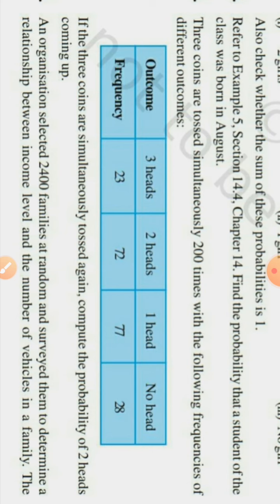Okay, how many heads? 2 heads. How many times does it occur? 72 times. So we have to take 72. So 72 upon 200 will be the answer. You will cancel and get the answer in the simplest fraction. That is not difficult. So only one question is asked. You know how to write that, so I am not telling that in each and every question.